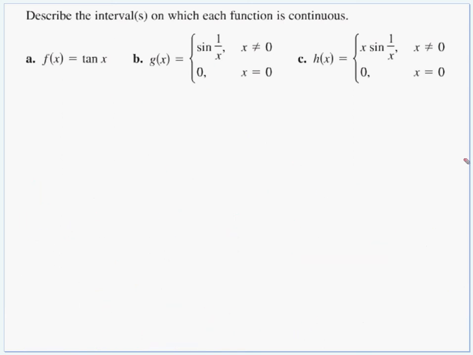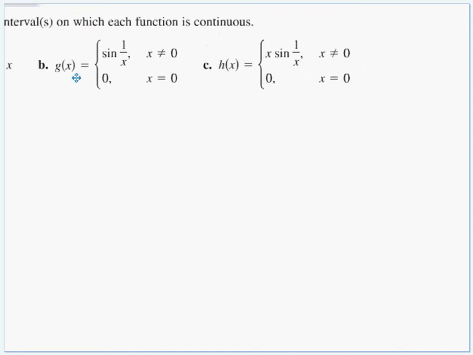Now here's what might hurt the brain a little bit. If we look at part C, the only change now is this x. This x was not here on this one. So this is x times the sine of 1 over x. And we are defined just like the last one, 0 at x is 0.